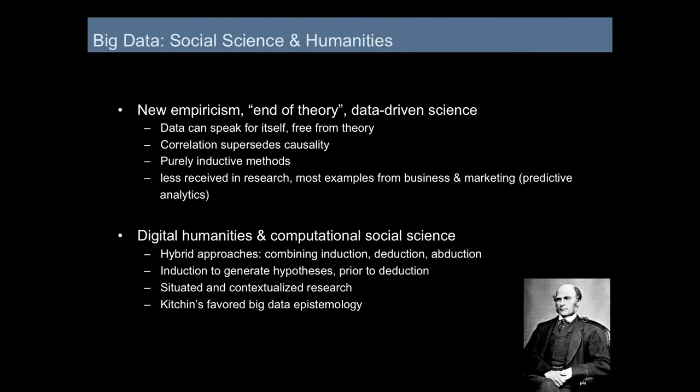Kitchen contrasts this with digital humanities and computational social science, which for him encompasses much more hybrid approaches, combining induction, deduction, and abduction. Induction would be used to generate hypotheses prior to deduction, it would be situated and contextualized research. And this, as you can imagine, is Kitchen's favorite big data epistemology, which is clearly contrasted to the epistemology advocated by new empiricism.